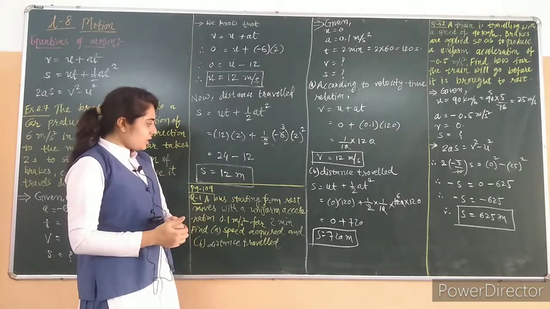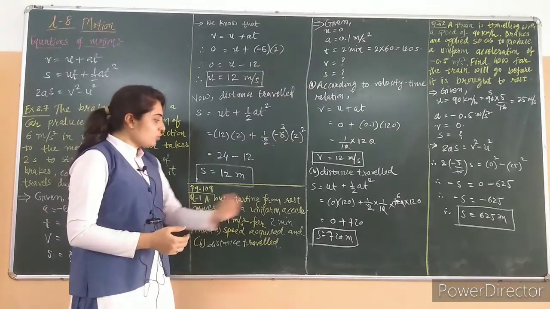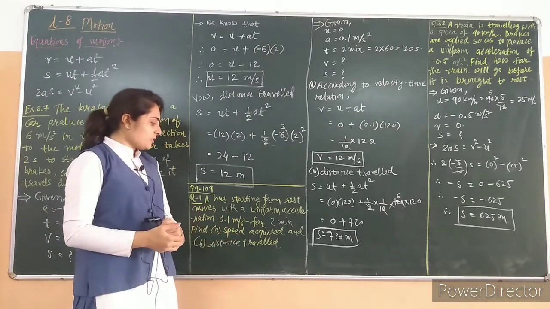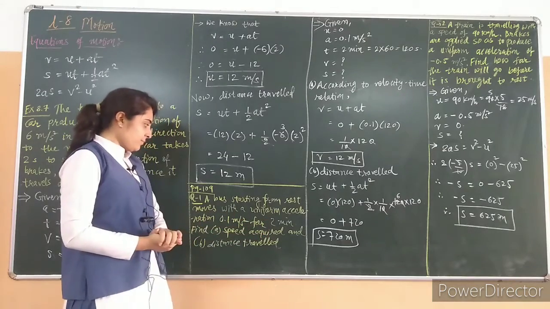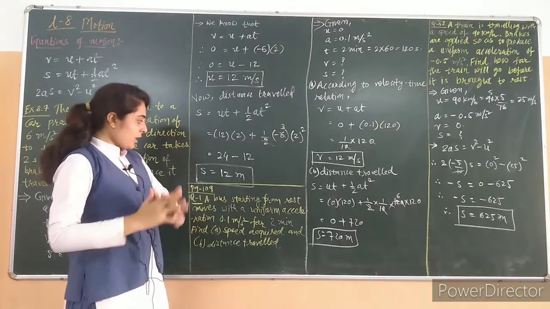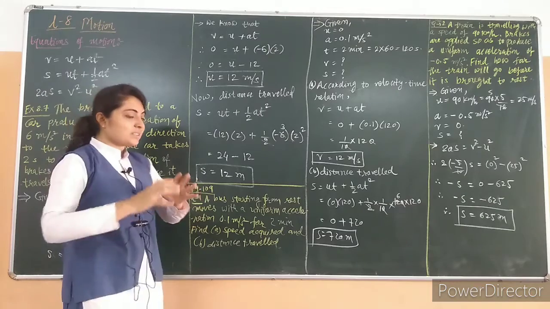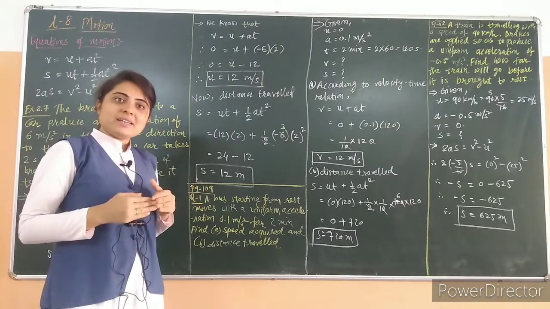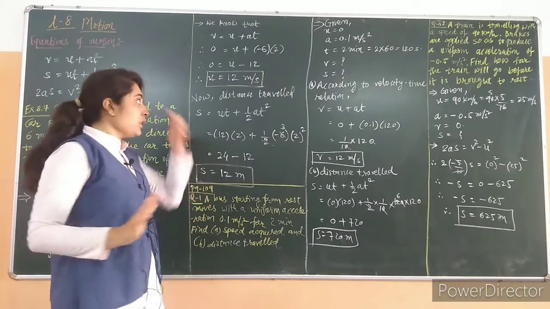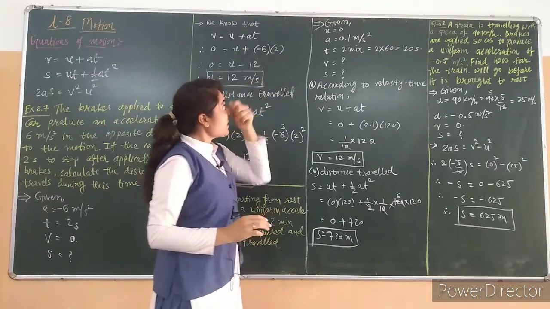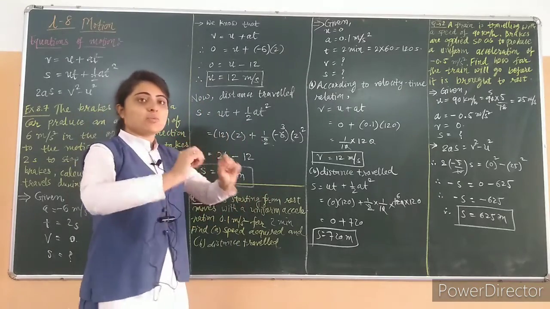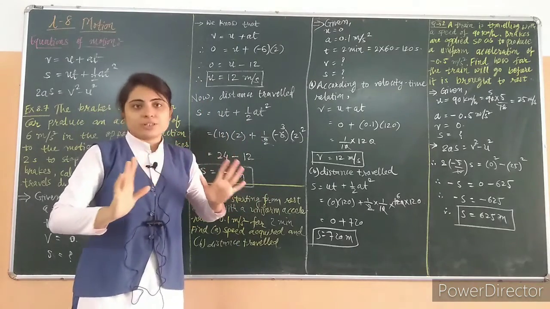A bus starting from rest moves with a uniform acceleration of 0.1 meter per second square for 2 minutes. Okay, again understand the problem. A bus starting from rest. That means initially it is at 0 velocity. So in the data we can list out that u is equal to 0, because it's starting from rest.